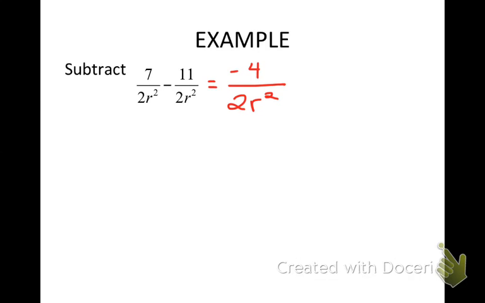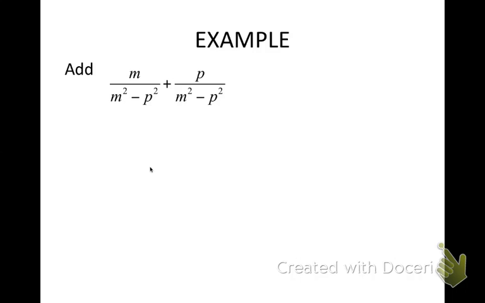Now to go back to the beginning of section 7.1, can I simplify that? Yeah, I don't have any r's, so the r's aren't going to be affected by anything, but negative 4 divided by 2 is negative 2 over 1. So I get negative 2 over r squared. And that would be your final answer. Questions with that one? So far, so good? All right.